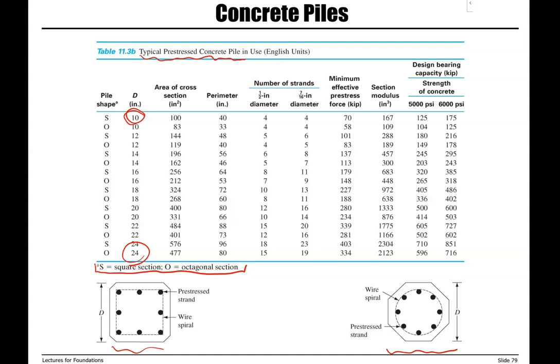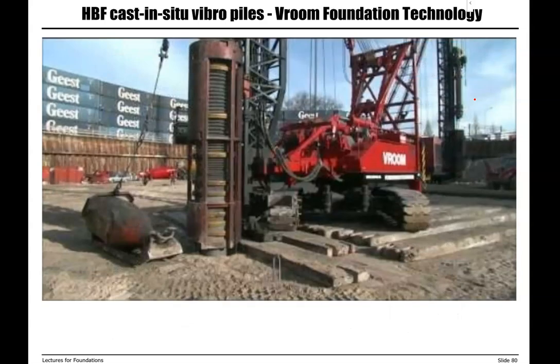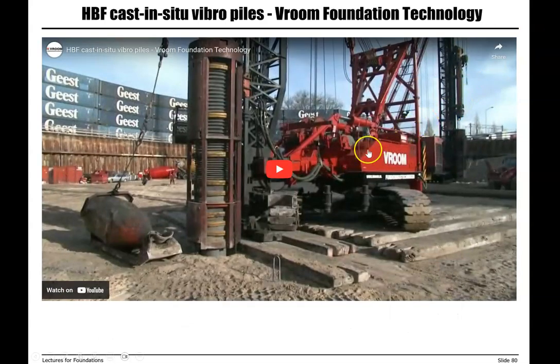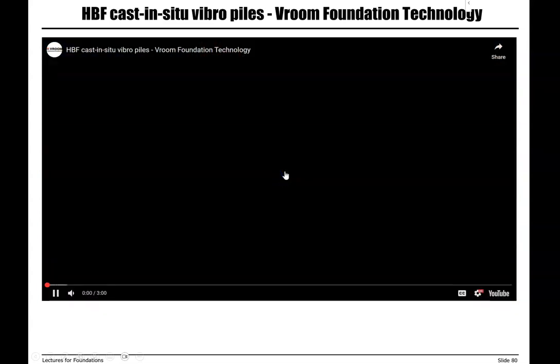This table provides more information, but again, the purpose of this table is for you to get some idea of the typical sizes for precast concrete piles used in construction. You can also see the design bearing capacity in kips or strength of concrete in PSI. And then we have the second type of pile construction, which is cast in place.